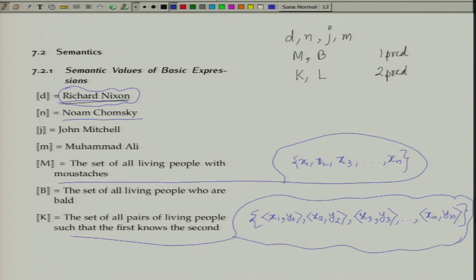So, Richard Nixon, Noam Chomsky, these are individuals of the system. Now, we can see that it is homomorphism. Homomorphism is a one relationship between any two sets. So, we have seen homomorphism in the case of the syntactic and semantic rules.